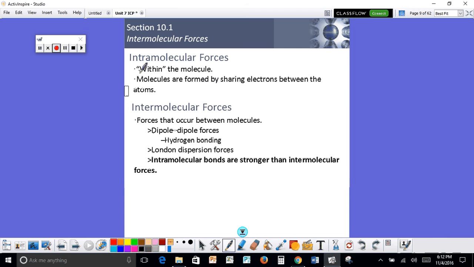Big idea here is that we need to pay attention to what the word is saying. Intramolecular means within the molecule, inside the molecule. So most of the time in the past we have referred to these as bonds, or specifically chemical bonds. These are our true bonds, chemical bonds. This is a chemical process, very, very strong bonds.